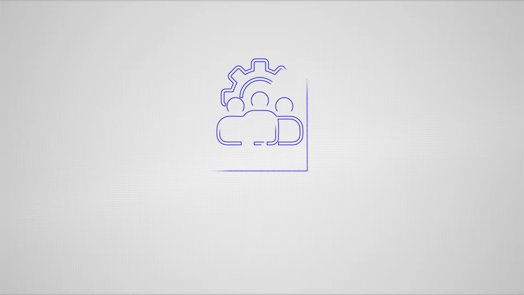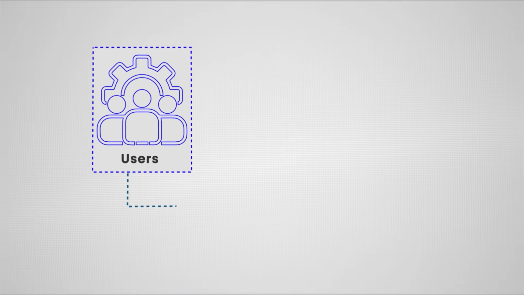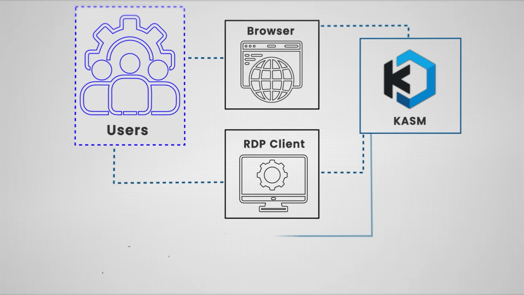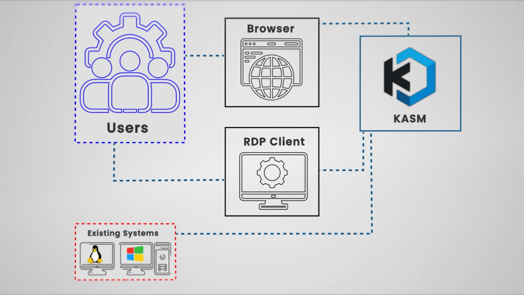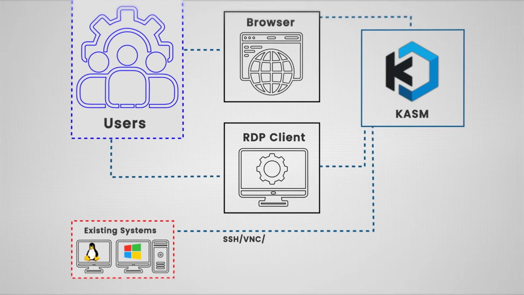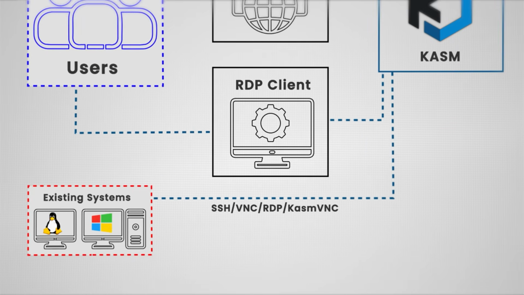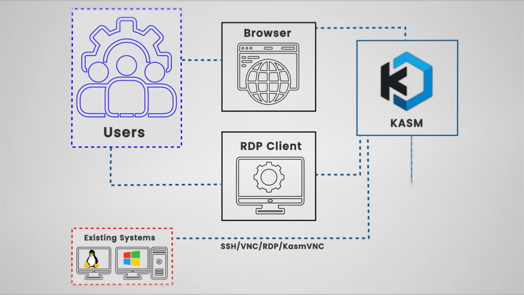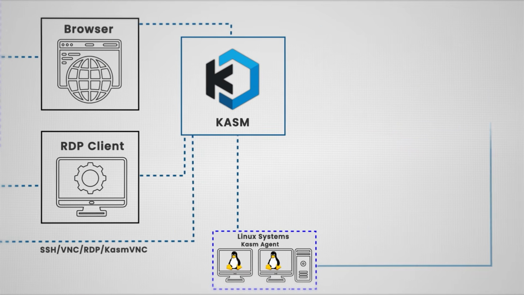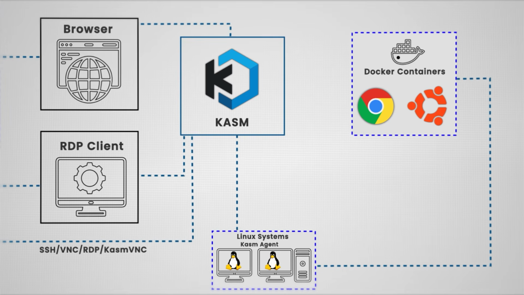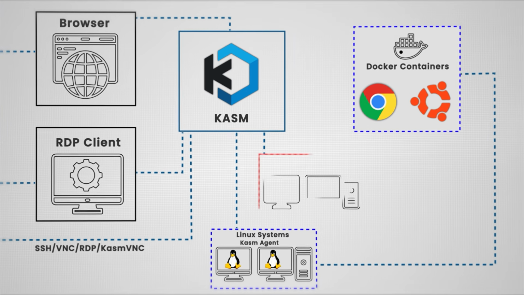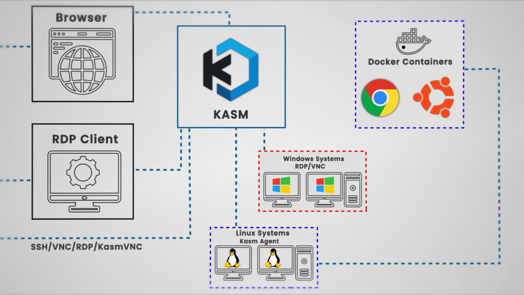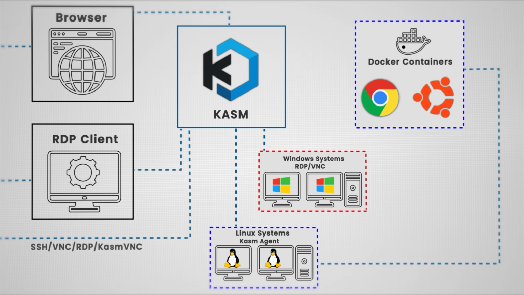From here, you have a few different paths that you can take, depending on how you want users to access sessions in Kasm. You can connect Kasm to existing infrastructure, such as machines that are already running SSH, VNC, RDP, or Kasm VNC, and start brokering sessions to those systems right away from Kasm. You can also deploy Kasm Agents on Linux systems to enable container-based sessions. If you want to deliver Windows desktops or applications, you can also add Windows VMs or servers and use them to host Windows-based sessions through Kasm.